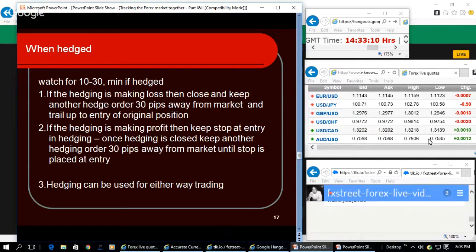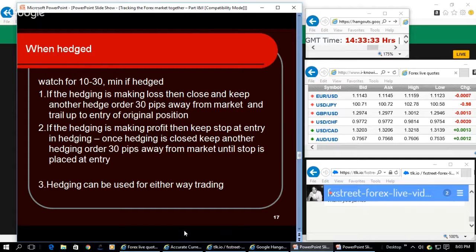At the end of the late session, you can try to close the hedge with a profit and keep another hedge order to limit the risk. And once they start making the extended move, the very next day, you will be able to move the hedge order upward until you are able to keep stop at entry in the buy position and book the profit on the buy side also. That becomes either way trading.